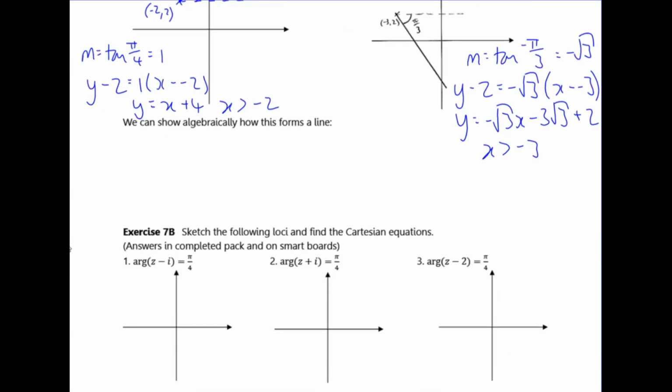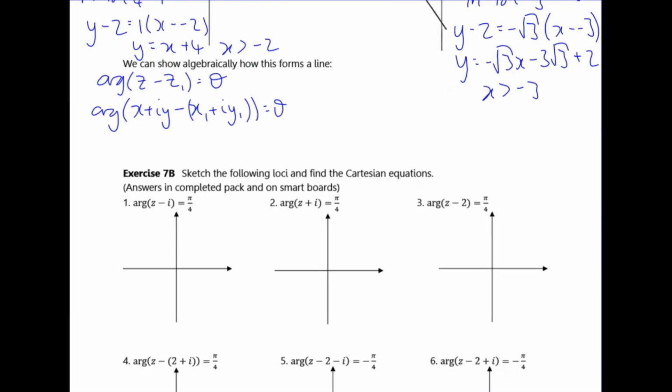We can show this algebraically. Suppose we've got the argument of z minus z1 equals some angle theta. Doing the same things we did for the circles, we can write z as x plus iy and z1 as x1 plus iy1. We collect up the real and imaginary parts. For the real parts, we've got x minus x1. For the imaginary parts, we've got y minus y1. Then we calculate the argument of this complex number here.